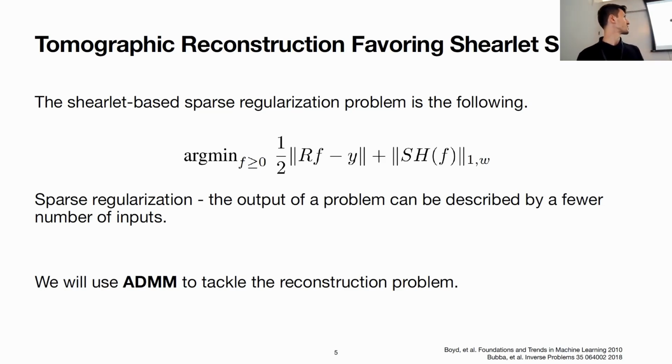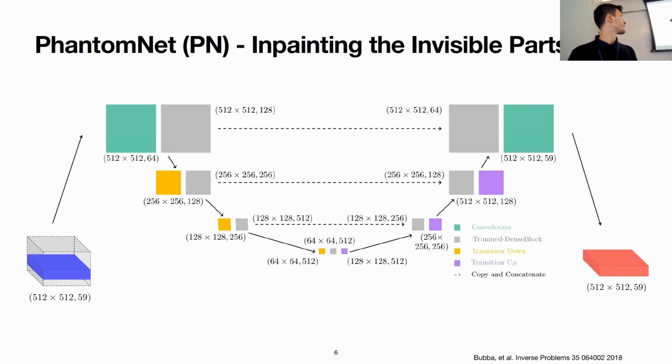All right, what is the actual deep learning model that we'll be using? This whole approach is based on the Learning the Invisible paper, and we will be using this model. One very important thing to note is that PhantomNet, codename PN, operates in the Shearlet domain. So the input to PhantomNet will be the output of the Shearlet transform applied to the signals that we will be using.